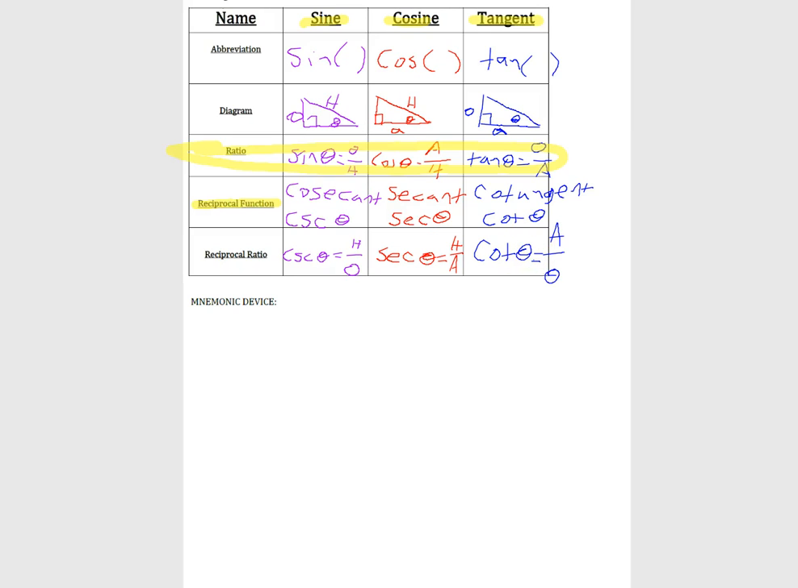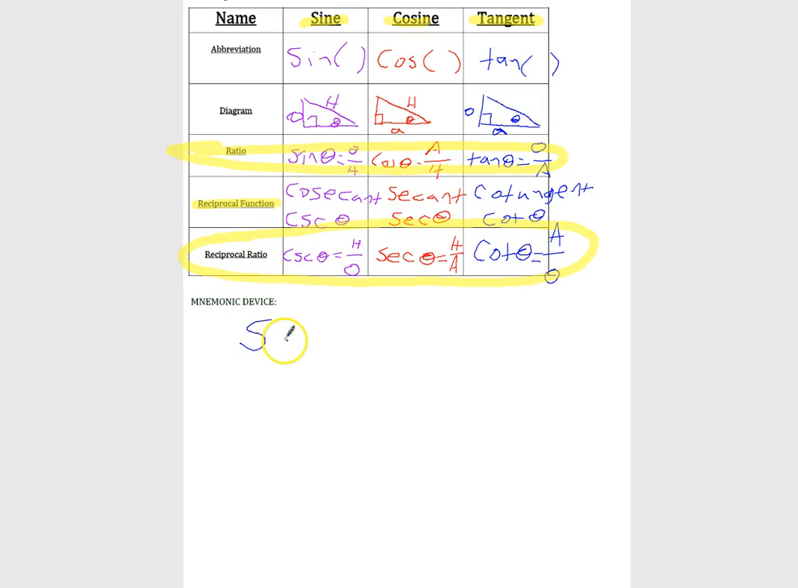Again, we're going to use these to help us find missing side lengths. The Pythagorean theorem requires that we know two sides. Unfortunately, we're not going to be able to find two sides all the time. Sometimes we may be given an angle and a side, and that's where the trig functions come into play.